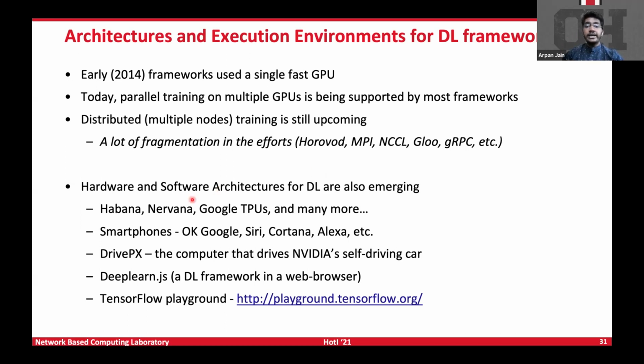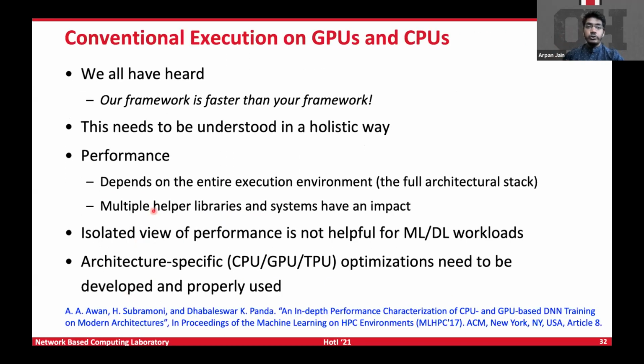On the hardware side, we have different kinds of hardware like Habana, Nervana, and Google TPUs that are designed for DNN training, or you can train your model on smartphones also. There are a lot of different options available, but in this tutorial, we are going to focus more on the conventional execution on GPUs and CPUs, for DNN training as well as machine learning.